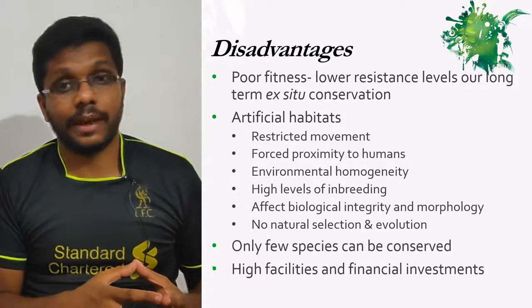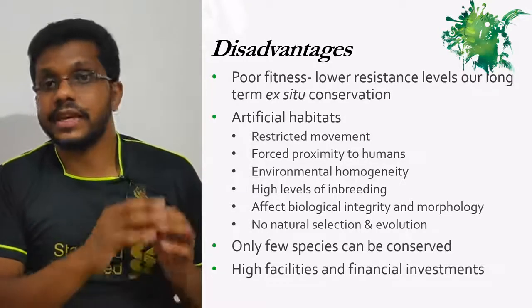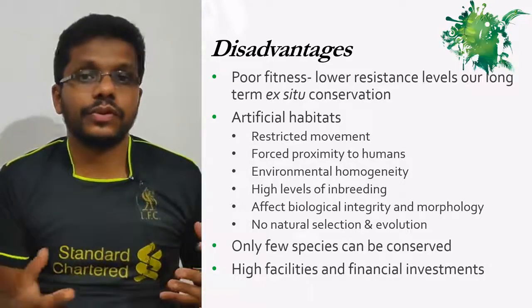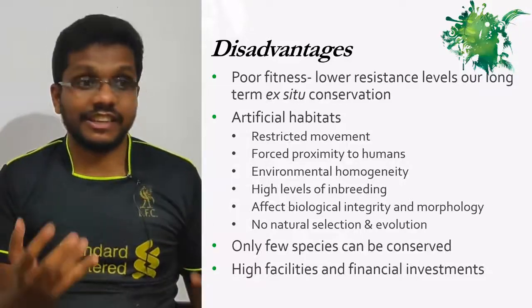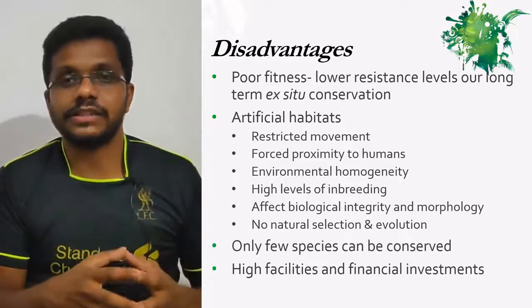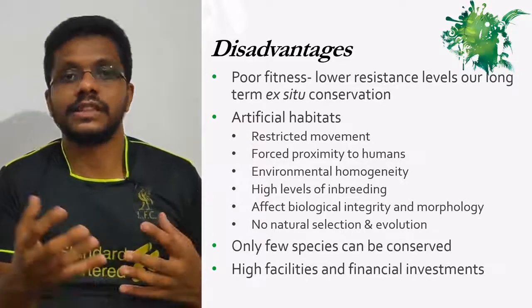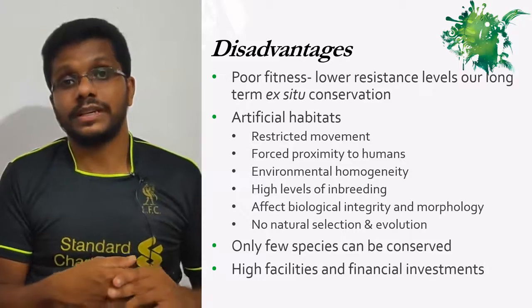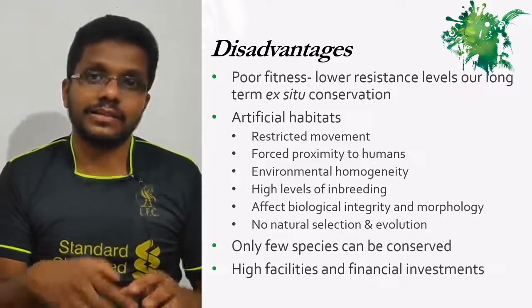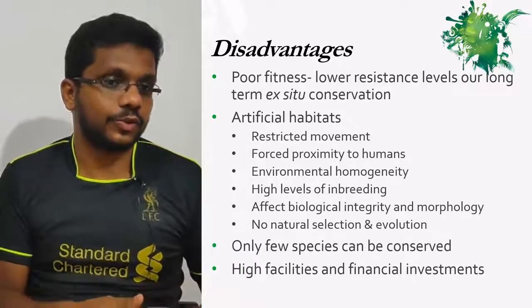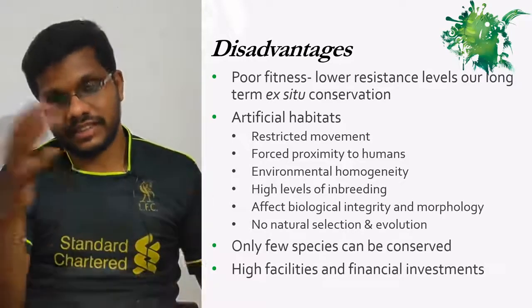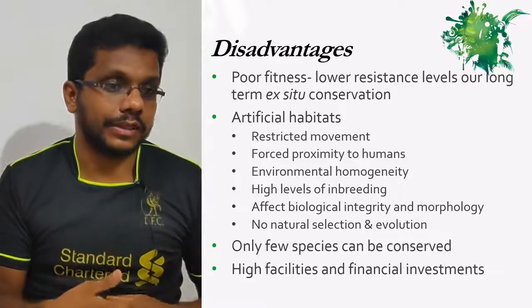Next thing is the artificial habitat. In all ex-situ conservation, we are using an artificial habitat. In those habitats, the movement of organisms, especially animals, is very restricted, and there is forced proximity to humans. Most animals don't like to be with human beings. But in a zoo, people are always coming, huge crowds are coming, and they are in very close proximity. That disturbs these animals. Also environmental homogeneity, because they are seeing the same place again and again, unlike in the wild.